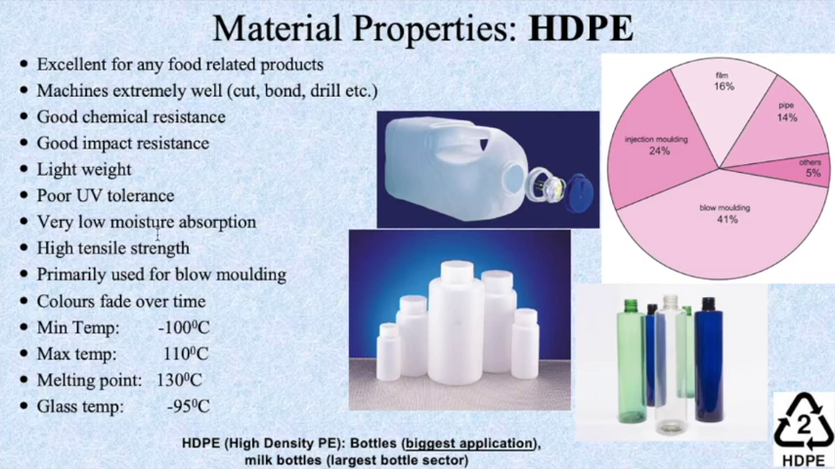Lightweight, poor UV tolerance. So high density polyethylene cannot be left outside and retain its properties for a long time. That's why it has poor UV tolerance. So if you are making a product that's going to be applied outdoors, you would definitely not consider high density polyethylene, and many other properties. So it is recycling number 2.